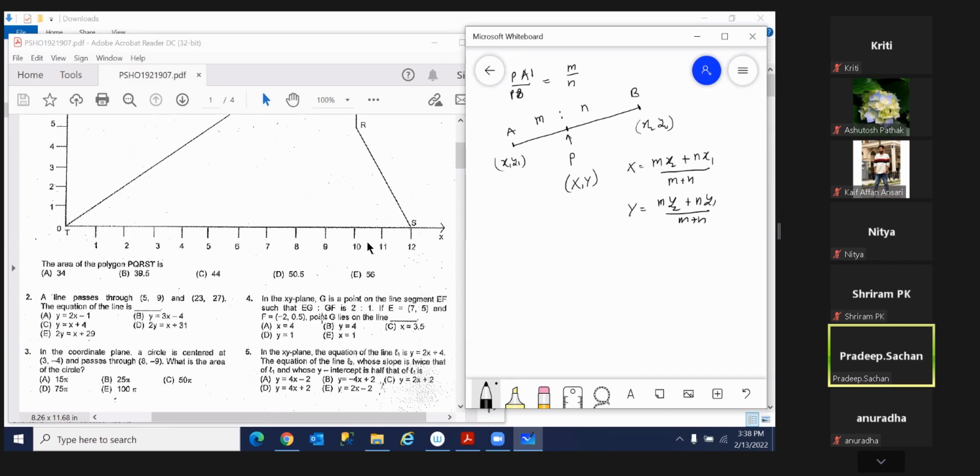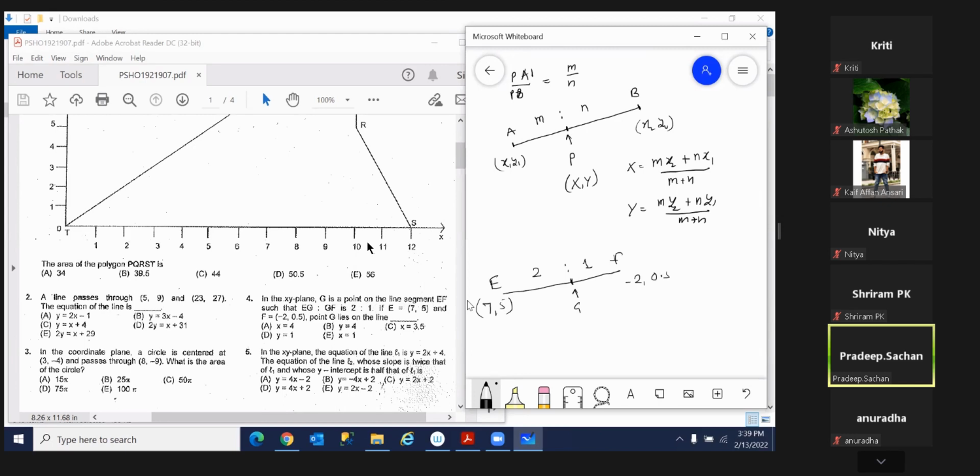They are saying in the xy plane, G is a point on the line segment EF such that EG to GF is 2:1. So line segment is EF, and G is a point such that EG to GF is 2:1. So G is here eventually, and it is breaking my line segment in the ratio of 2:1. So G is internal to the line segment. Now they have given me coordinate of point E (7, 5) and coordinate of point F (-2, 0.5). So same thing they have given x1, y1, x2, y2, and they are asking the coordinate of G.